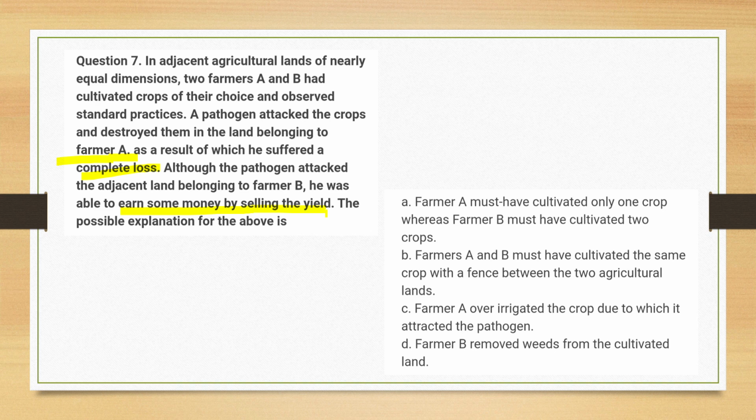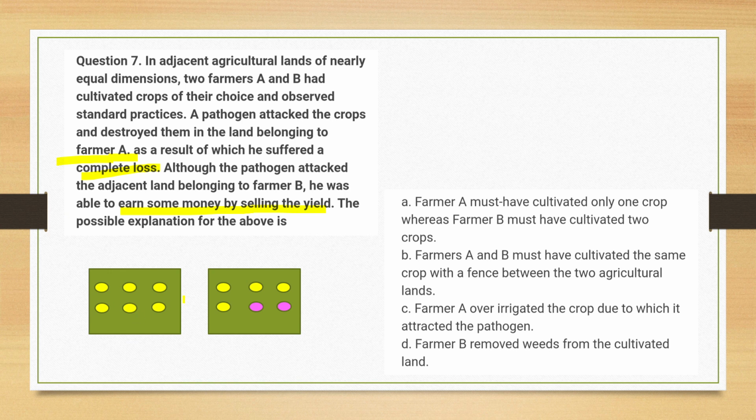See here, if these are the two lands, this is of farmer A and this is of farmer B. Farmer A has cultivated only one crop, the yellow one. That is why, when the pathogen attacked, it destroyed all the crops of farmer A, because he has cultivated only one type of crop and the pathogen attacked all of it.